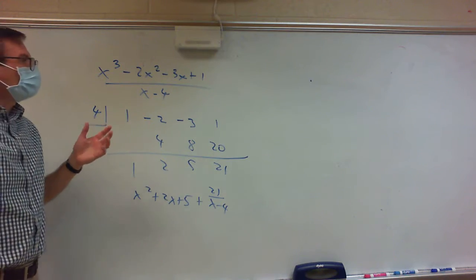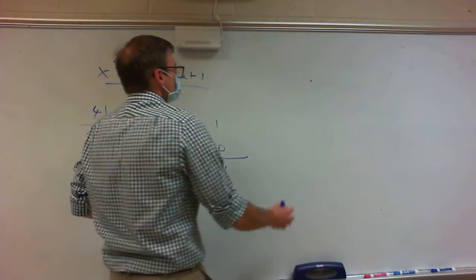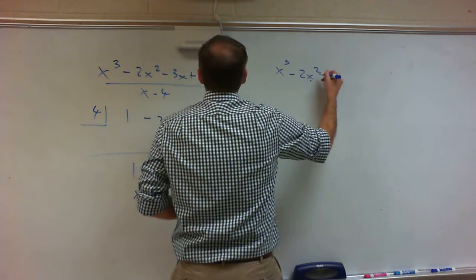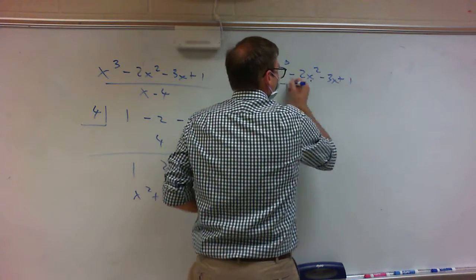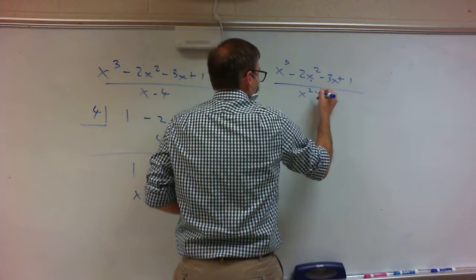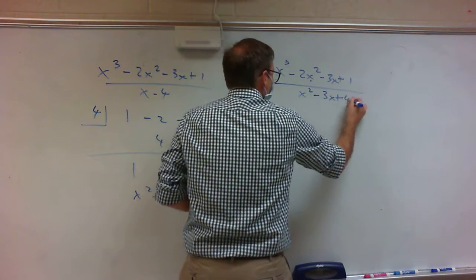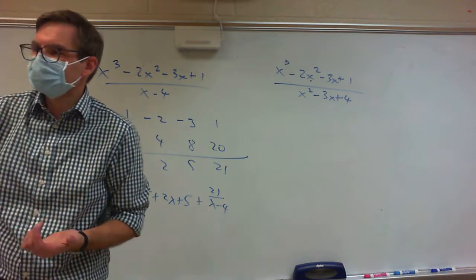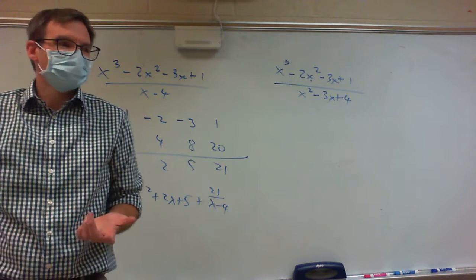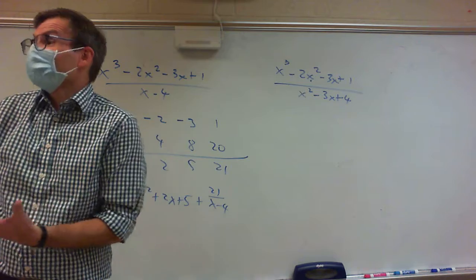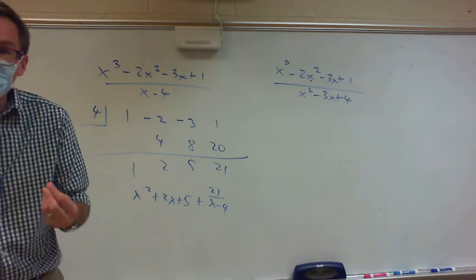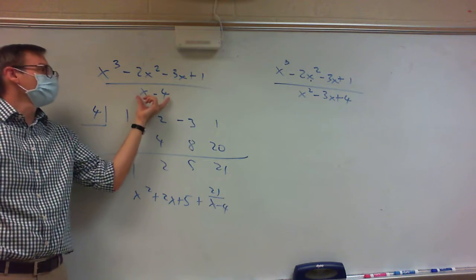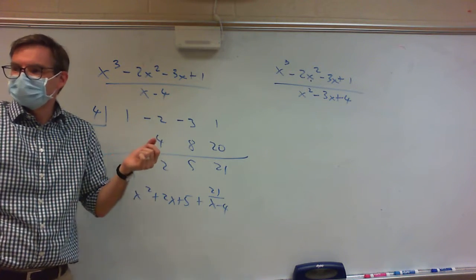Okay, but what if it was x cubed minus 2x squared minus 3x plus 1 divided by x squared minus 3x plus 4, right? What if it was this? Could we do synthetic division at this point? No, right? Synthetic division doesn't work here. Synthetic division only works if you've got a nice basic term in the bottom, right?